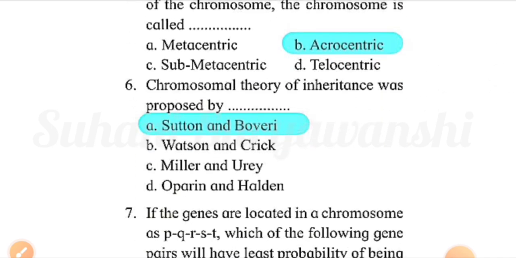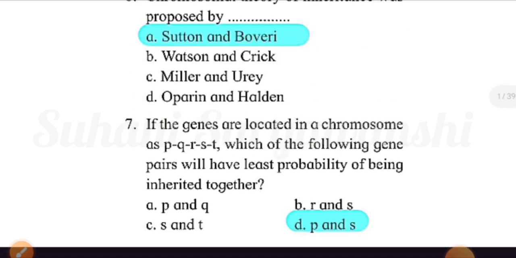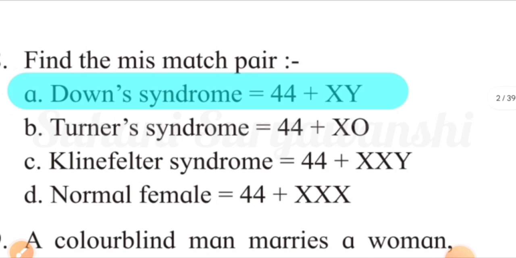Question 6, chromosomal theory of inheritance was proposed by option A Sutton and Boveri, option B Watson and Crick, option C Miller and Urey, option D Oparin and Haldane. So the correct answer is option A, that is Sutton and Boveri. Question number 7, if the genes are located in a chromosome as P, Q, R, S, T, which of the following gene pairs will have the least probability of being inherited together? Option A P and Q, option B R and S, option C S and T, and option D P and S. So the correct answer is option D, that is P and S.